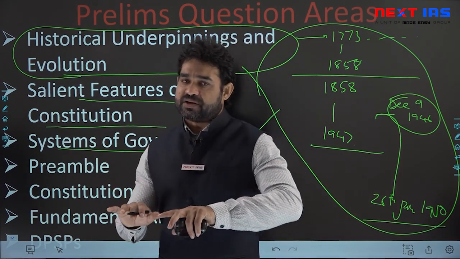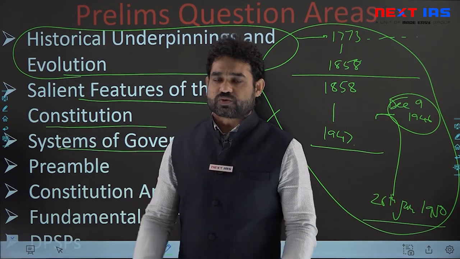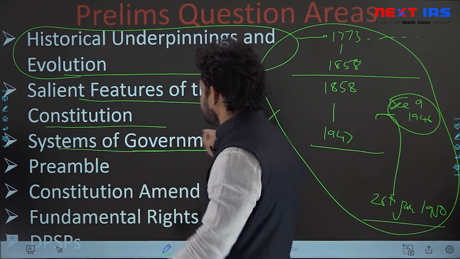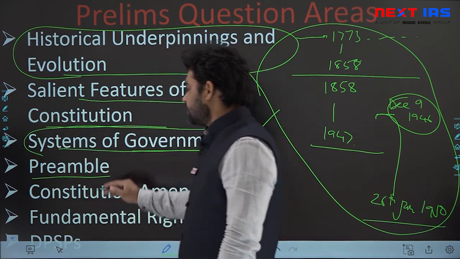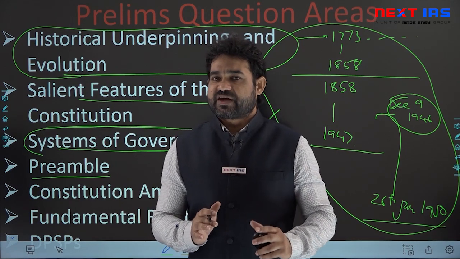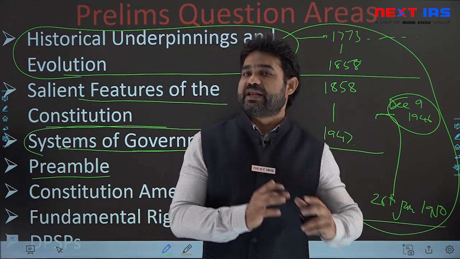So here it is combined with that political system over there. So what kind of a system of government do we have over there? In the syllabus we have that political system. Again we come back to the Constitution, that is the preamble. It is not only very significant from the prelim point of view, but also from the main examination point of view.